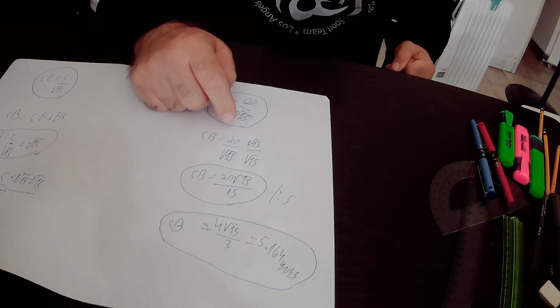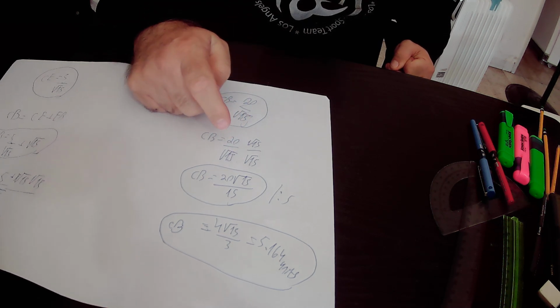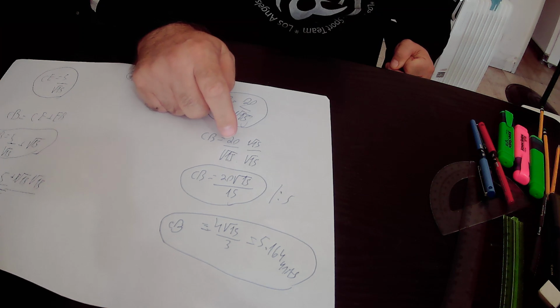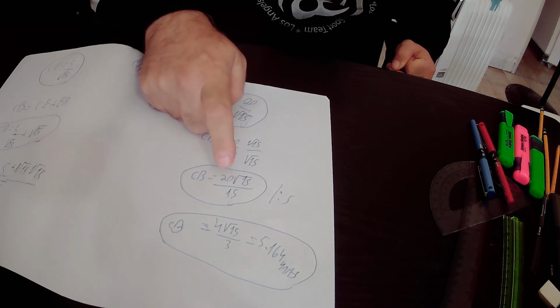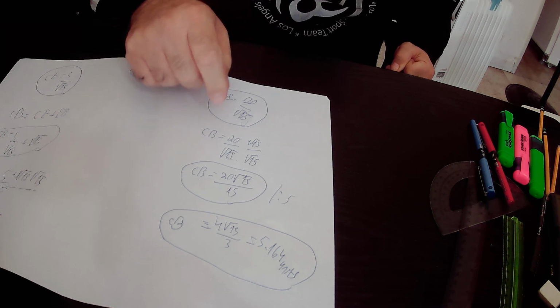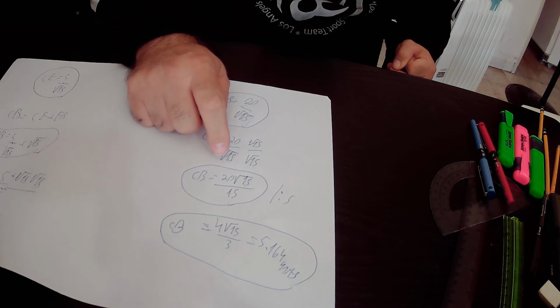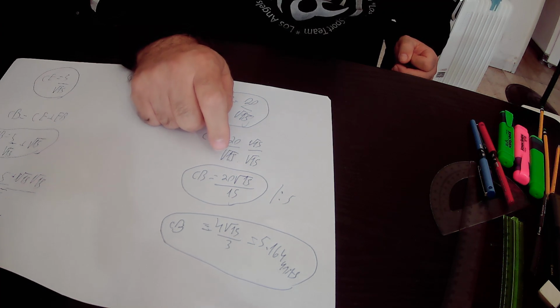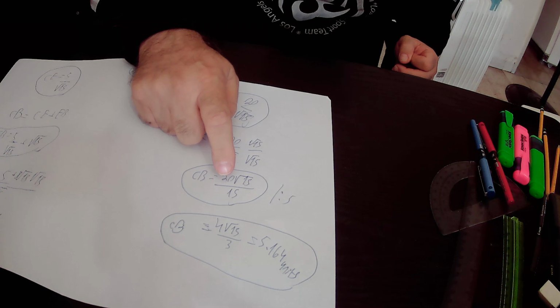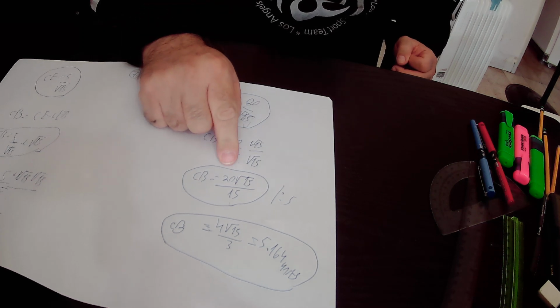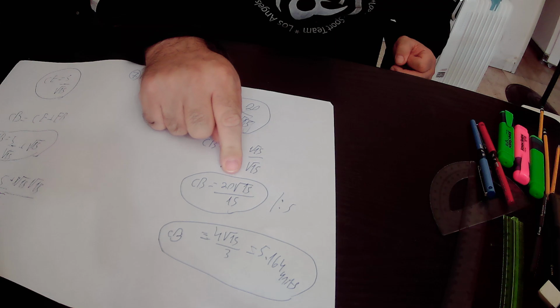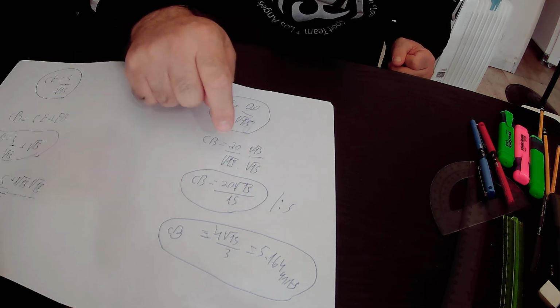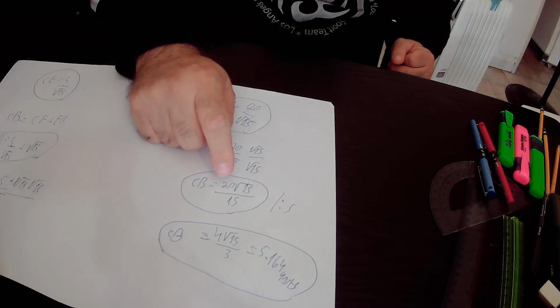In the numerator we have 20 times square root of 15. In the denominator we have square root of 15 times square root of 15, which is of course 15. So we have CB equals 20 times square root of 15 over 15. Here we divided both the numerator and the denominator of this expression by 5. So 20 over 5 is 4, and in the numerator we have 4 times square root of 15. In the denominator we have 15 over 5, that is 3.